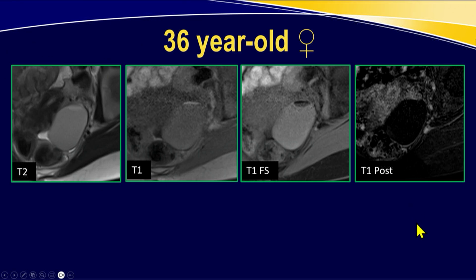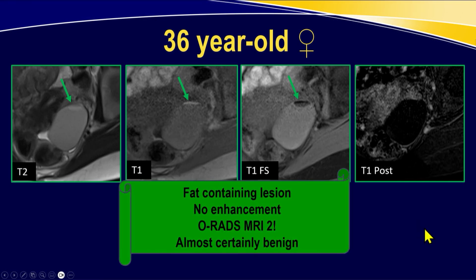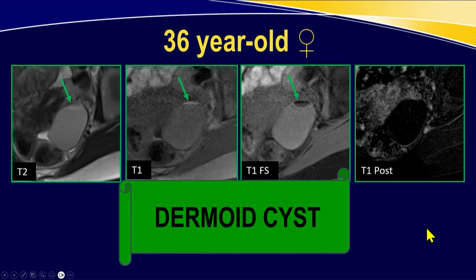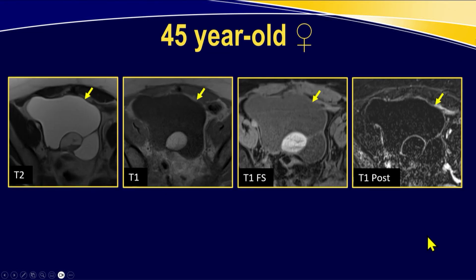So here are some examples. It's a 36-year-old woman. You can see her T1, T2, T1 FATSAT, and T1 post-contrast imaging. And you can see that anterior aspect, which had high signal on T1 without fat suppression, falls with fat suppression, no solid tissue enhancing, no enhancement. This is an O-RADS MRI 2, almost certainly benign. It's a dermoid cyst.